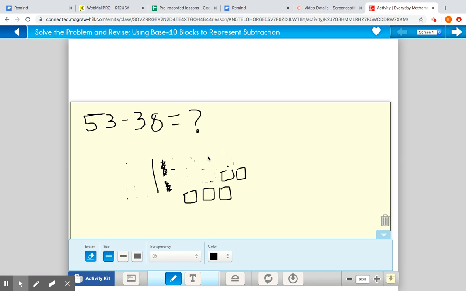Now I have to see what I have left. Let me turn my eraser off. Okay, so I have 10, 11, 12, 13, 14, 15. So 53 minus 38 equals 15.